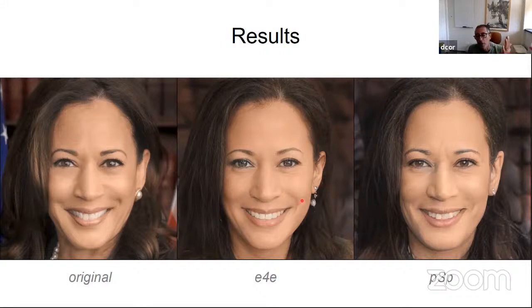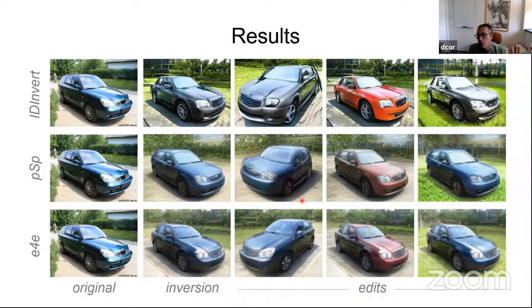And we need to remember that doing an inversion just for the sake of reconstruction is meaningless. I mean, we have the original image in hand. The whole point of inversion is to perform an editing, and that's what we do. So this is an encoder for editing. And it's not only for images, also on cars, we can compare the quality of the edits, and you can also measure them compared to previous encoders.